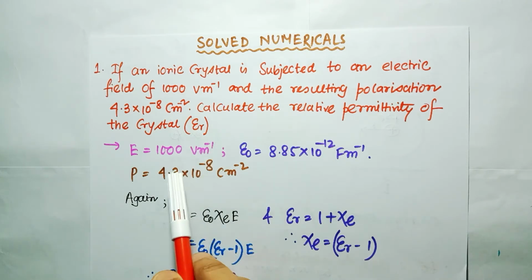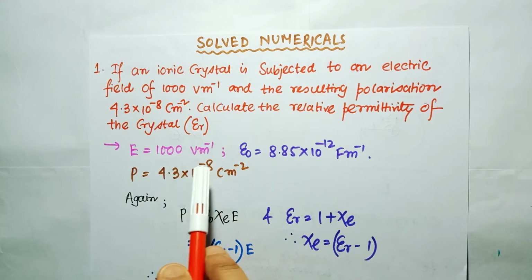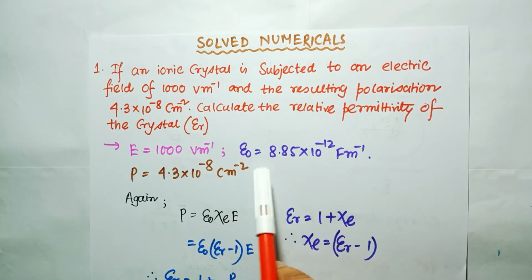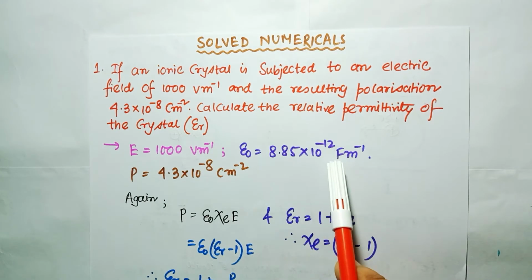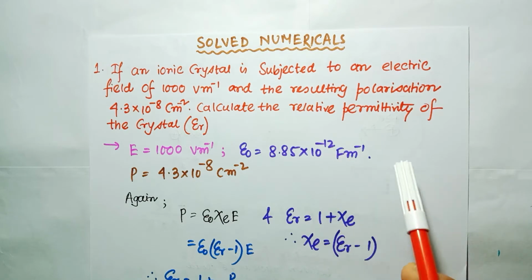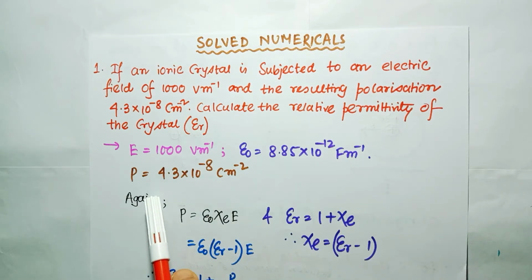So what is given here: the value of the electric field is 1000 volt per meter. This is the vacuum, the free medium permittivity, epsilon naught, which is 8.85 times 10 to the minus 12 farad per meter, and this is the magnitude of the polarization, that is 4.3 times 10 to the minus 8 coulomb per meter square.